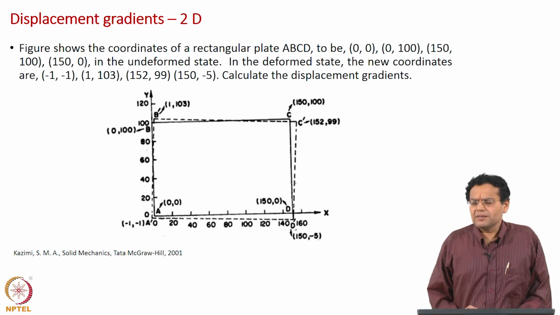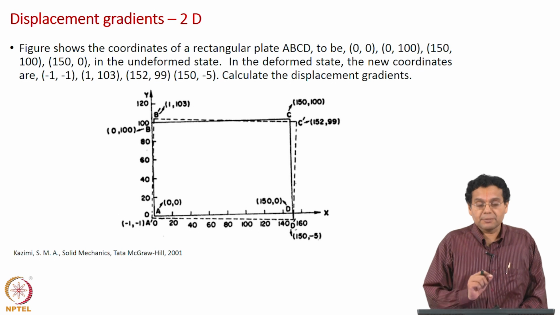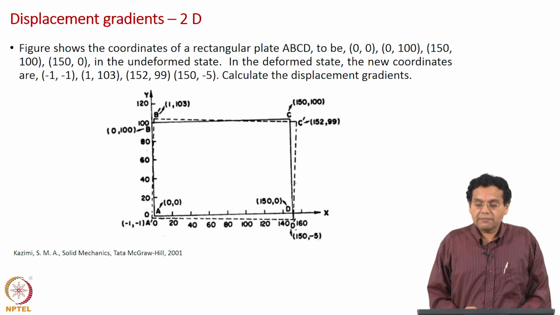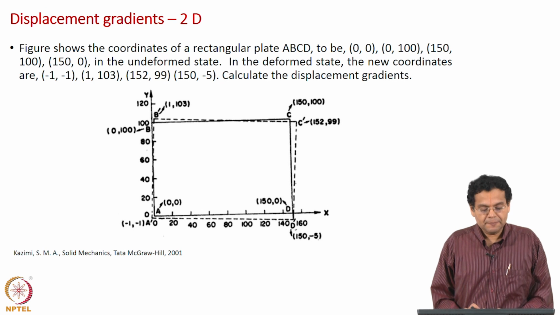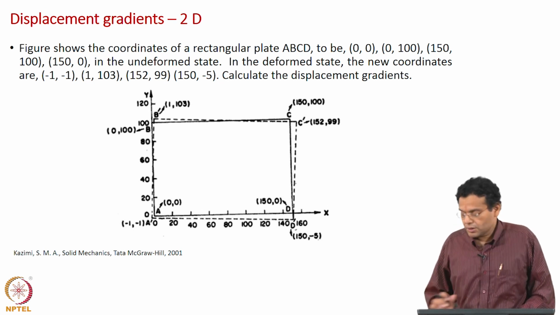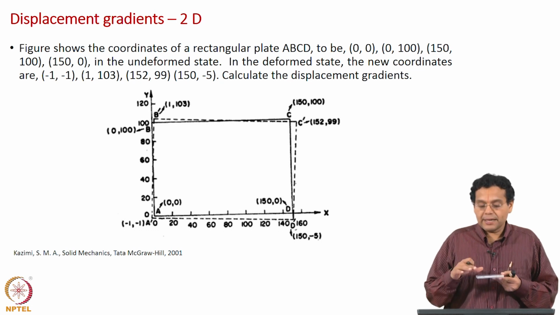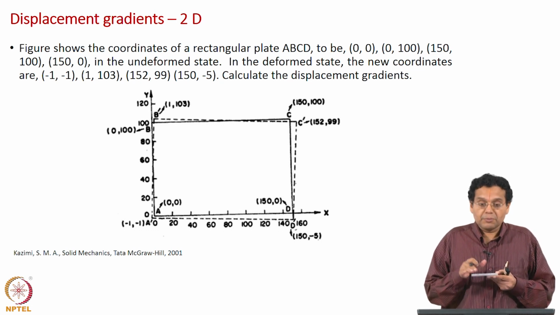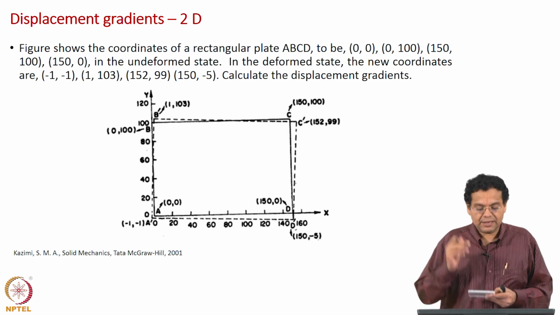Take an example and then evaluate the displacement gradient. We have seen the displacement field, we now evaluate the displacement gradient for this 2 dimensional example. This example is from the solid mechanics book by Kazemi. So, you have a plate and then the coordinates are shown before deformation and after deformation, before applying the force, after applying the force, or initial state, final state.